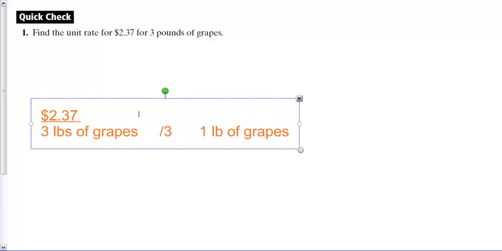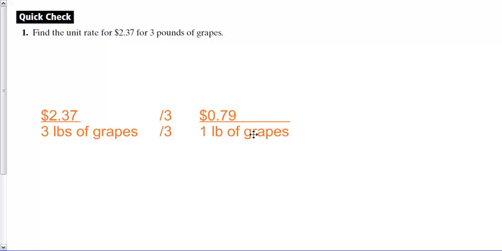And if I divide the denominator by 3, I've got to divide the numerator by 3. So what is $2.37 divided by 3? Go ahead and pause the video and try to divide. If you said 79 cents, you are correct.